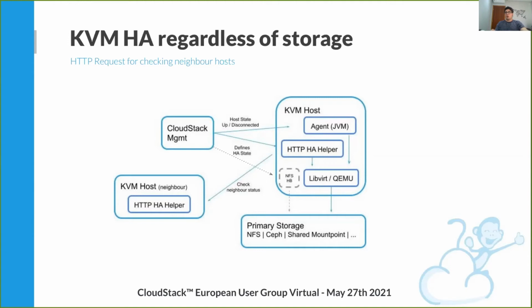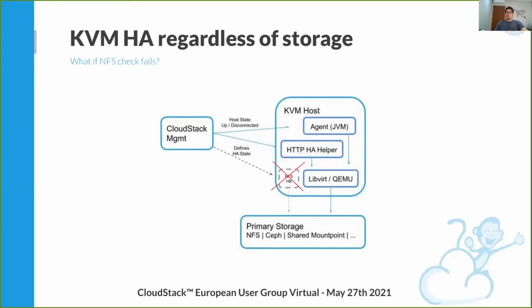And of course, we are going to log it all, so the admin would be aware that it failed via the CloudStack management, but it had success via the neighbor host, so it's not going to fence the host. And all of that's done together with the NFS as well. So let's pretend that the NFS check failed, but the high availability helper is saying that everything's okay. In that case, we're not going to fence or recover the host, but instead we're going to mention that one of the checks failed. So the system admin is able to check what's going on.